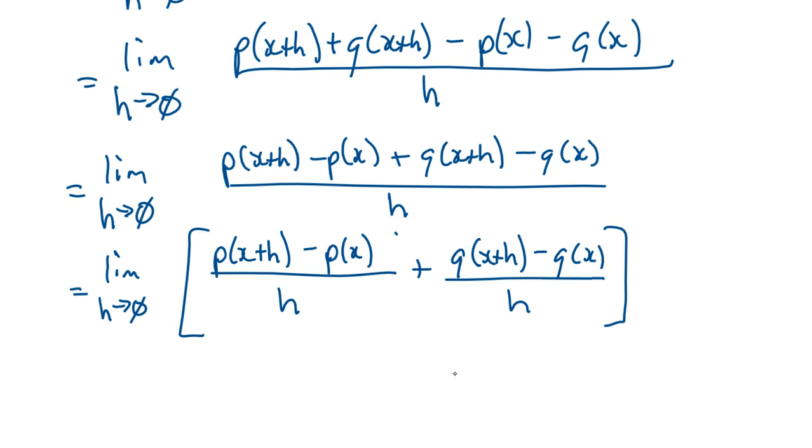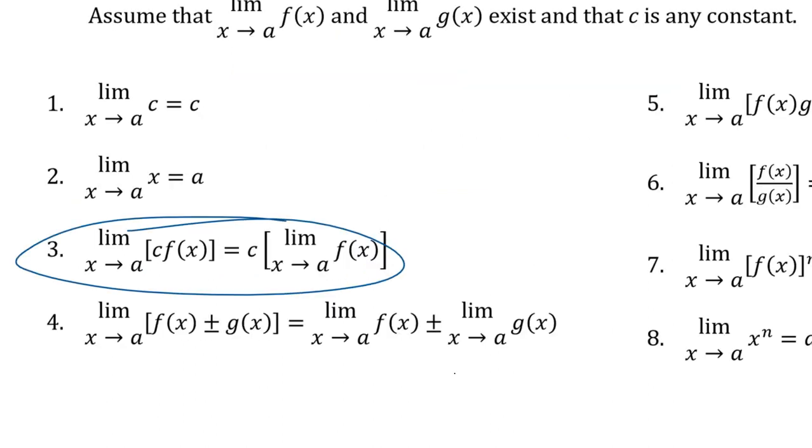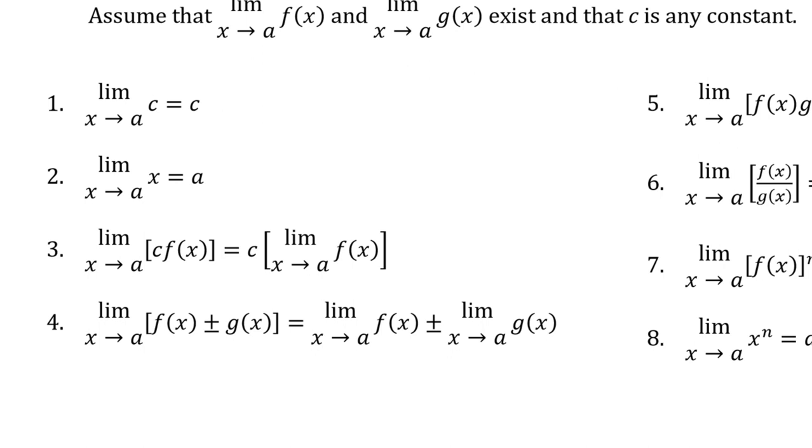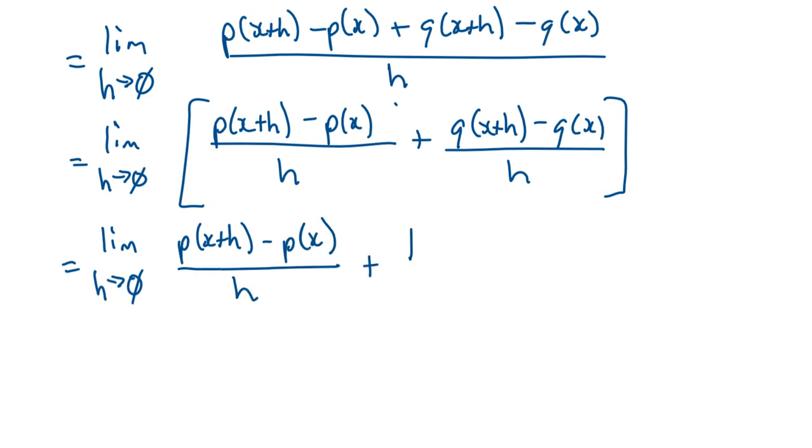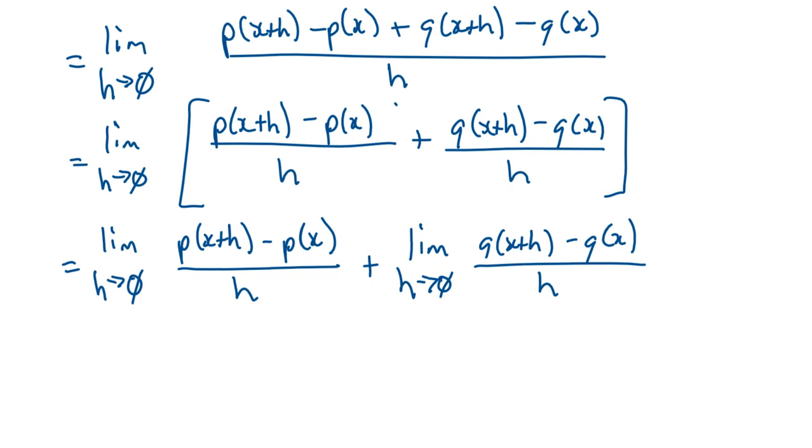Now, Matthew, what do we do? I'm going to have to say limit property 4. I'm glad you said that. Limit property 4 says the limit of a sum is equal to the sum of the limits. So this allows us to go equals limit as h approaches 0 of p at x plus h minus p at x over h plus limit as h approaches 0 of q at x plus h minus q at x over h. Limit property 4.